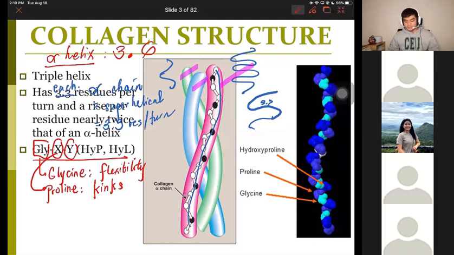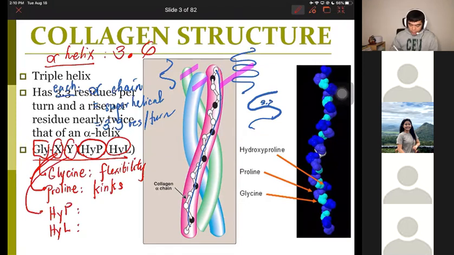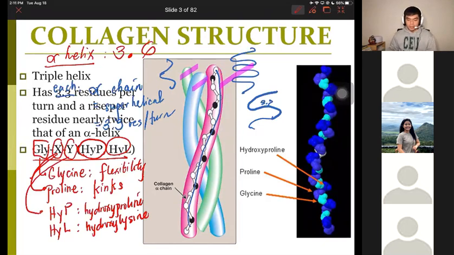And finally, we have Y. Ang Y could be HYP or HYL. So when we say HYP or HYL, that means hydroxyproline or hydroxylysine. Again, these are hydroxyproline, and also we have hydroxylysine.